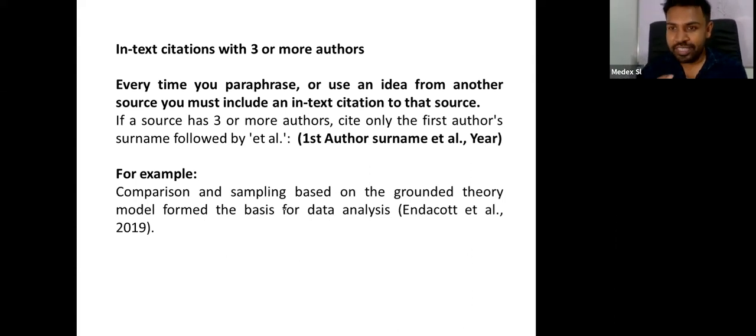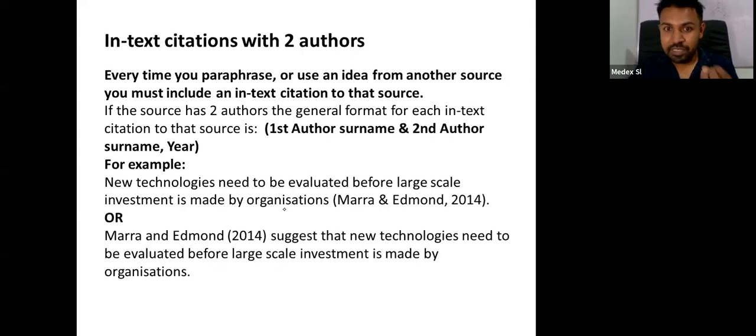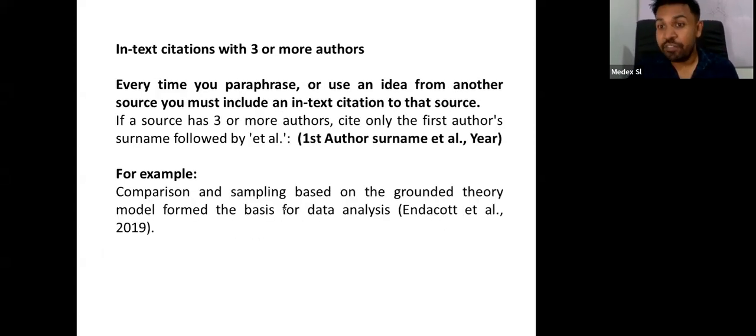If there are three authors or more than three authors, what do you do? It's different from the previous editions, because previously, even with three authors, we had to write the first author's surname, comma, second author's surname, and third author's surname, comma, year. That is the method we used earlier. But the newest edition is different. In this case, you open the bracket, first author's surname, then et al.